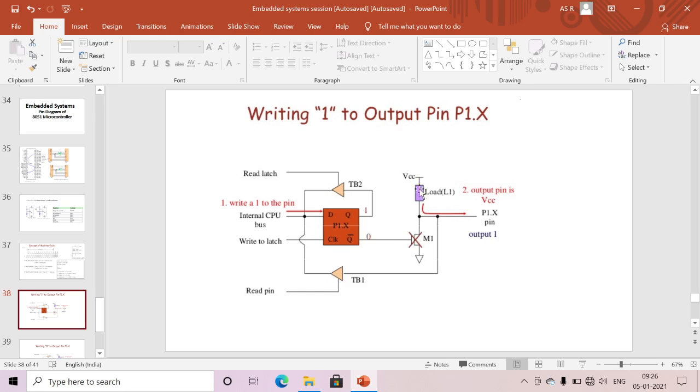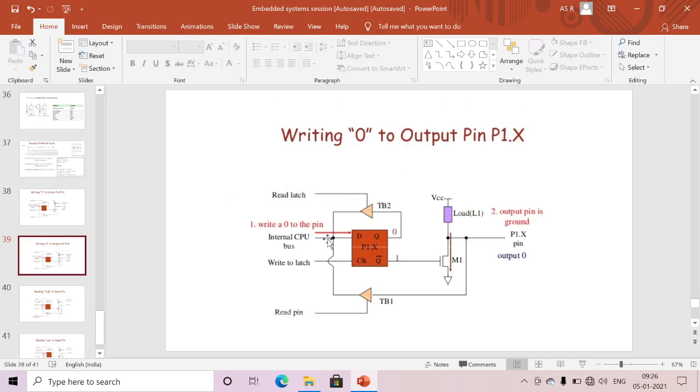Okay, next here I got the 0 volts, that means the switch is open. I will get the VCC 5 volts at the output pin. That means if I connect an LED, then due to the 5 volts my LED will be turned on. If I am writing a 1, I will get the output voltage of 5 volts.